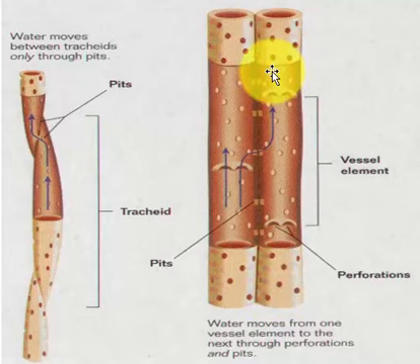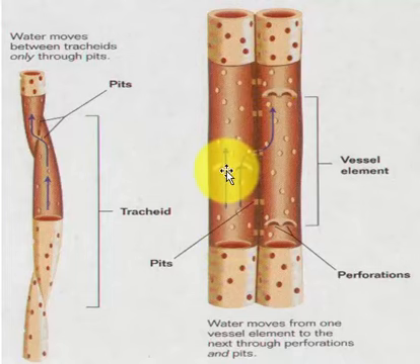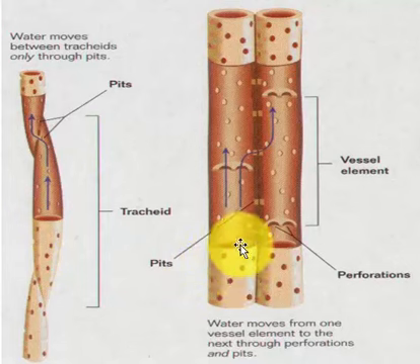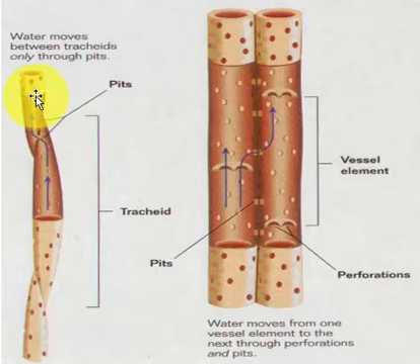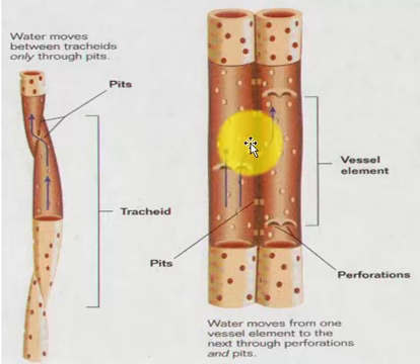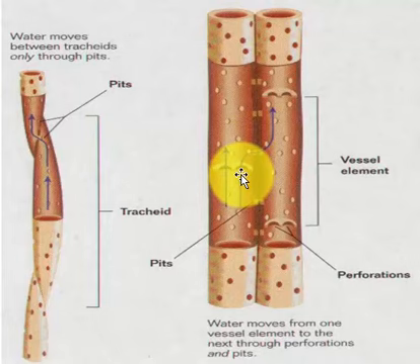The ends of the vessel elements have perforations. Both tracheids and vessel elements have pores known as pits. Water moves through tracheids only through pits, whereas water flows from one vessel element to another vessel element through perforations and through pits.